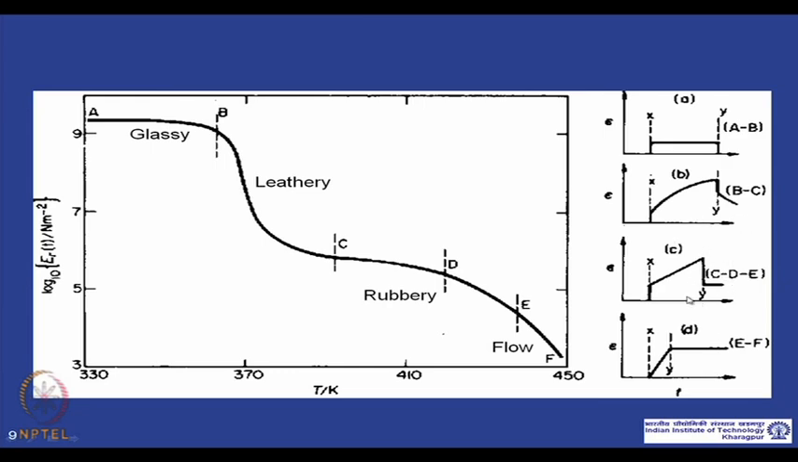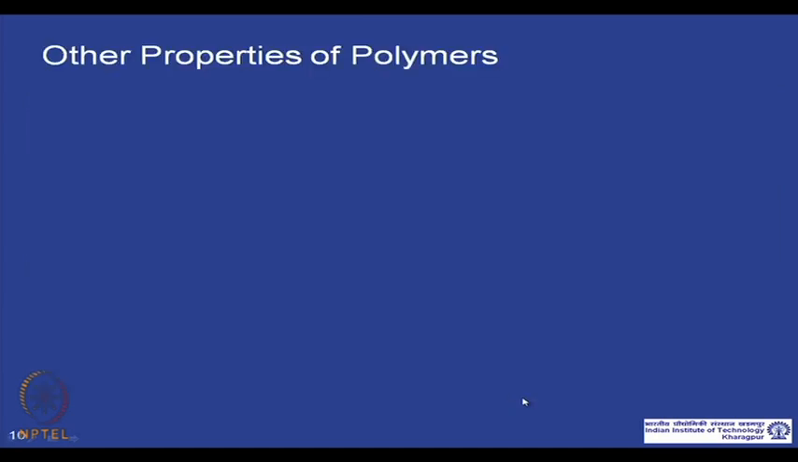A similar thing can be shown in case of strain rate. With higher strain rate, it will behave more elastic, and with very slow strain rate, it will be close to a perfect viscous, and at intermediate strain rate, it will be viscoelasticity.